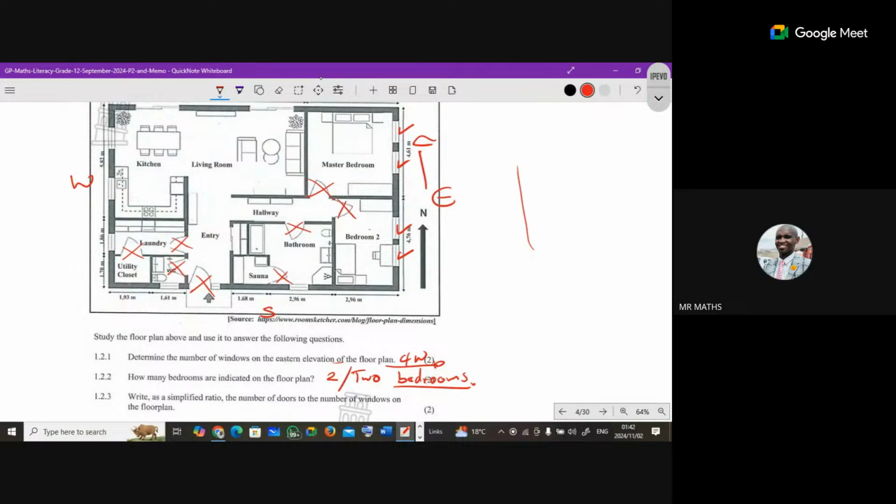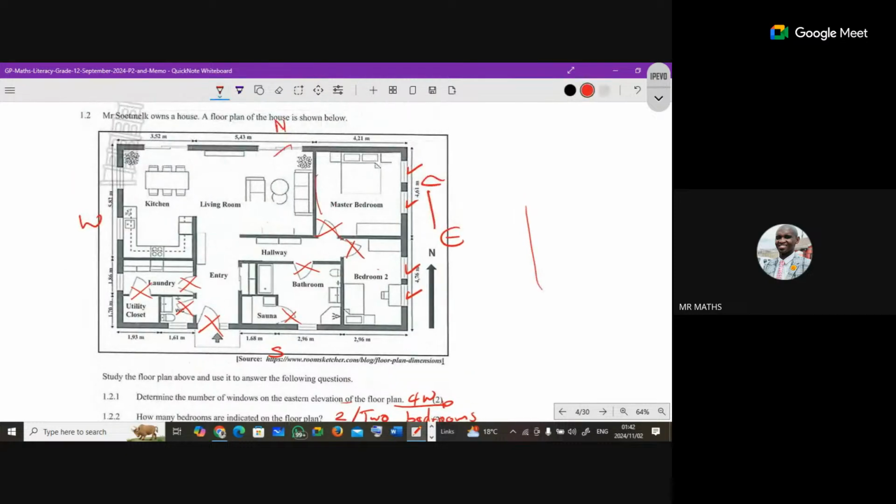Is there any door that I'm leaving? 8, 9, 10. So there are 10 doors. There are 8 normal doors and 2 sliding doors. They are doors as well. Okay. So which means you write it down. We have 10 doors.